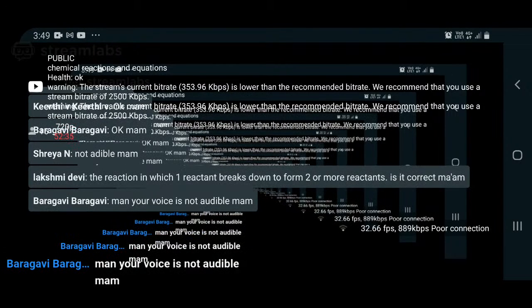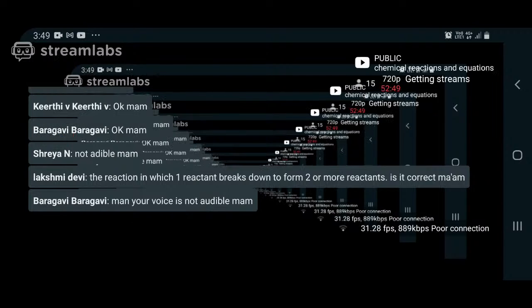Okay, now we come across thermal decomposition. That is, decomposition is when one reactant breaks down to form two or more simple products. Where heat is utilized or released, it is called thermal decomposition. In the presence of heat, the decomposition takes place, and that is called thermal decomposition.